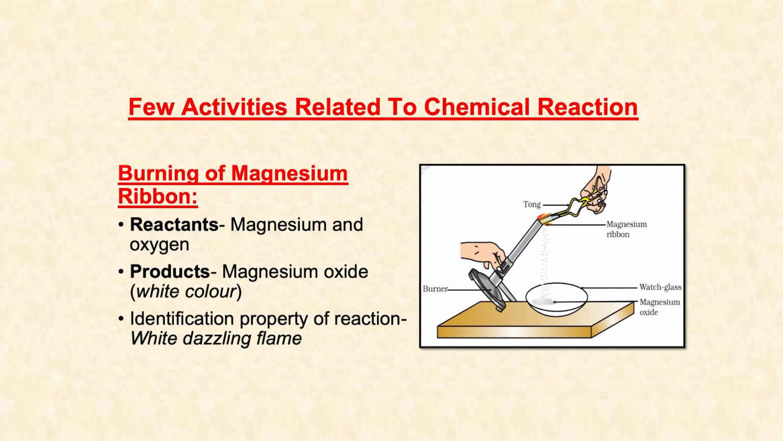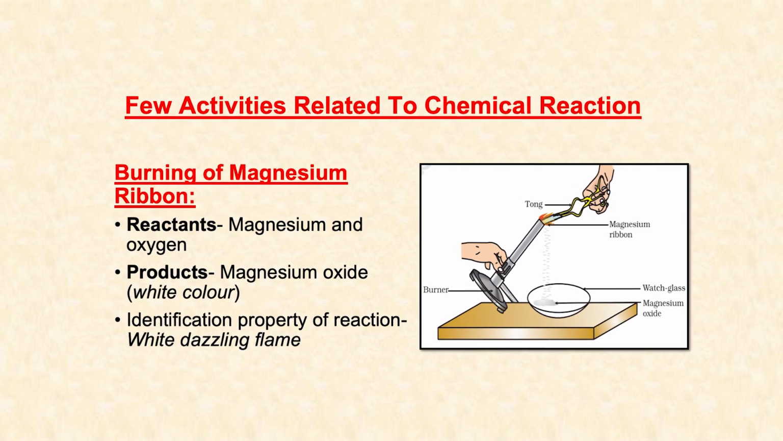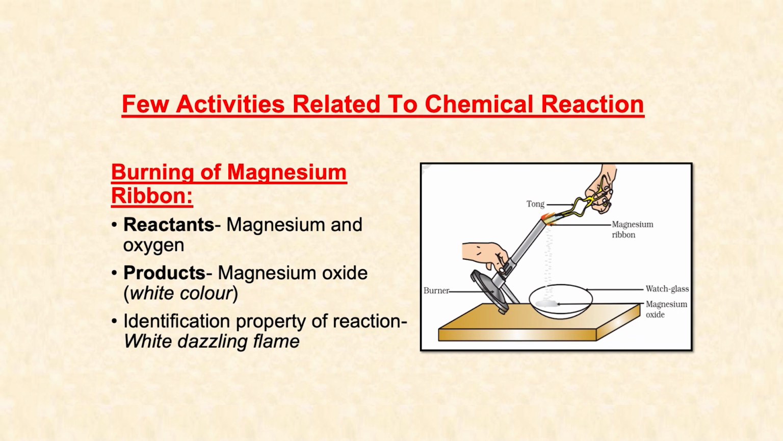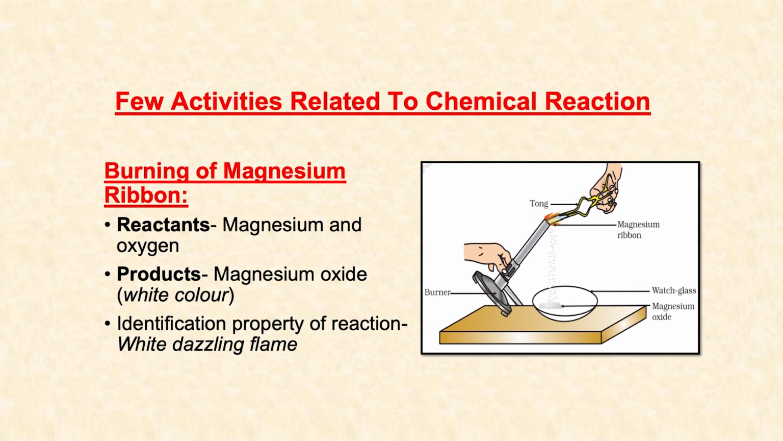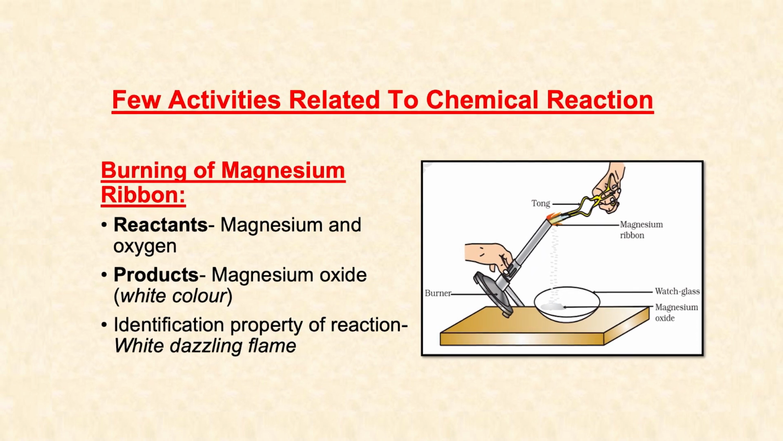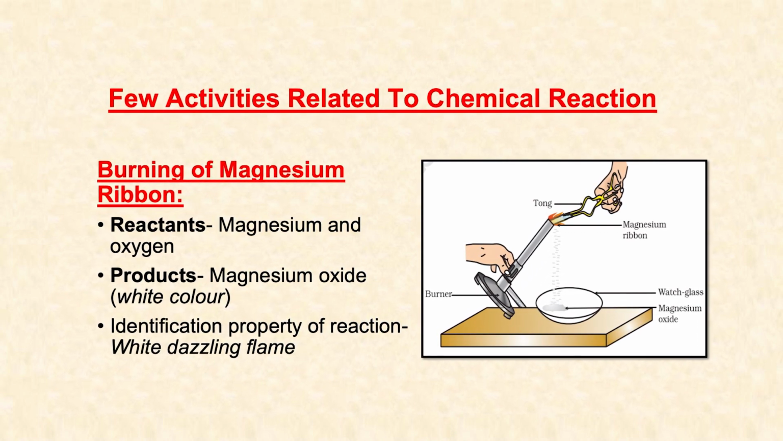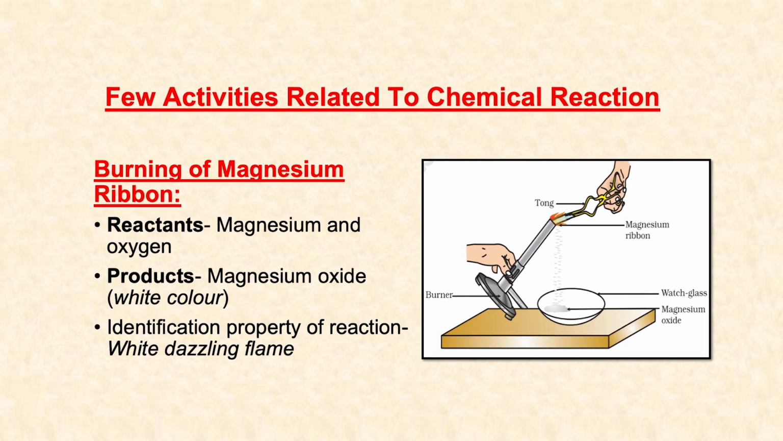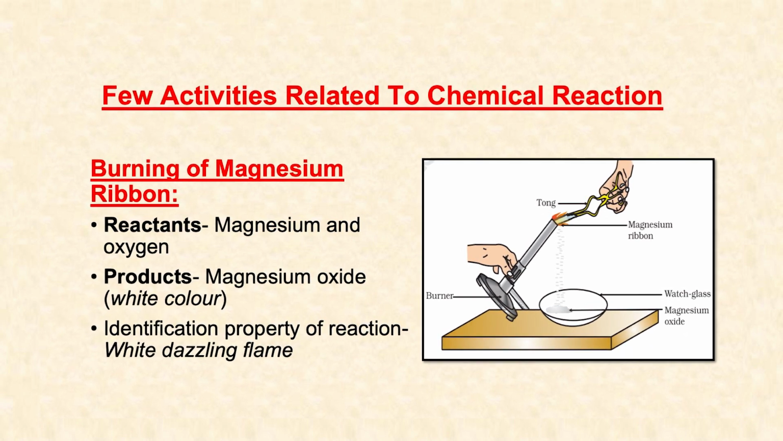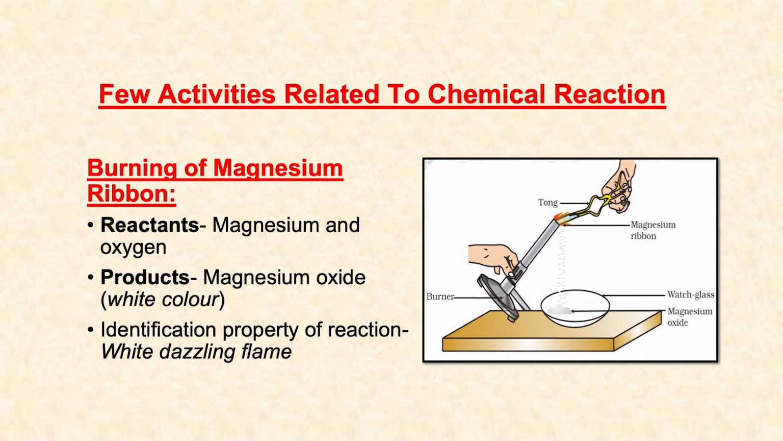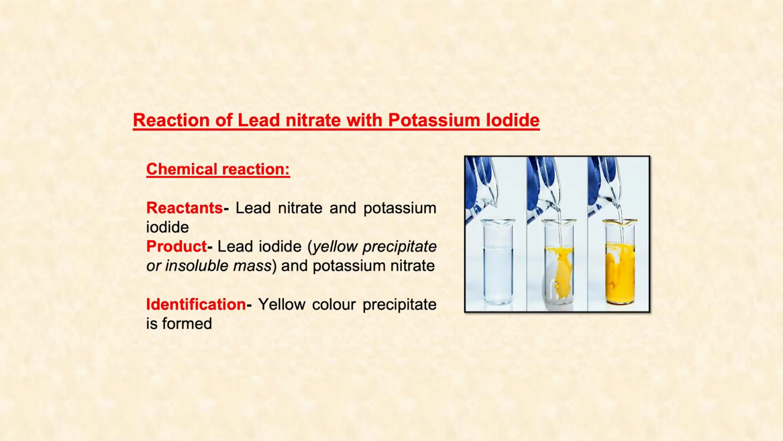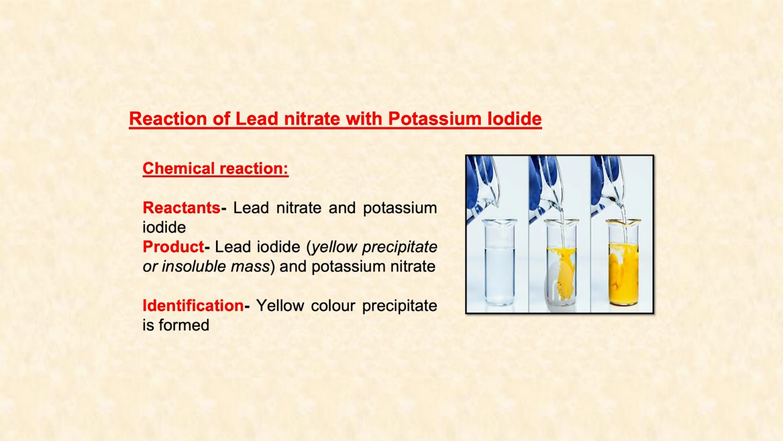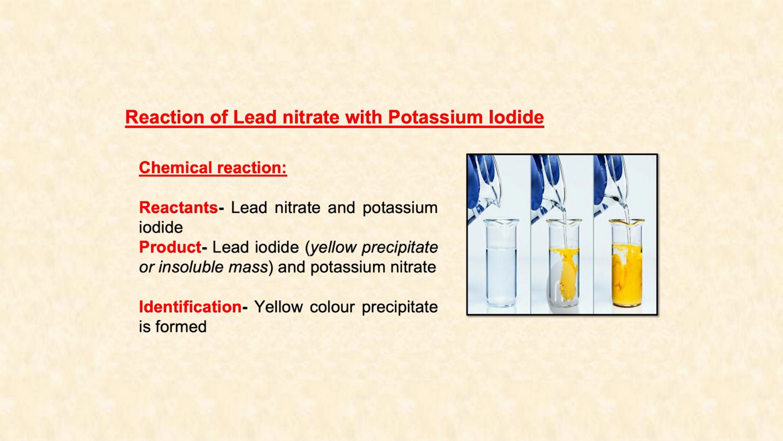The hard solid magnesium ribbon has changed into white powder. Is it magic? No, it is a chemical change or a chemical reaction. In this reaction, magnesium and oxygen are the reactants, while magnesium oxide is a product. Now moving towards our next activity, reaction between lead nitrate and potassium iodide.